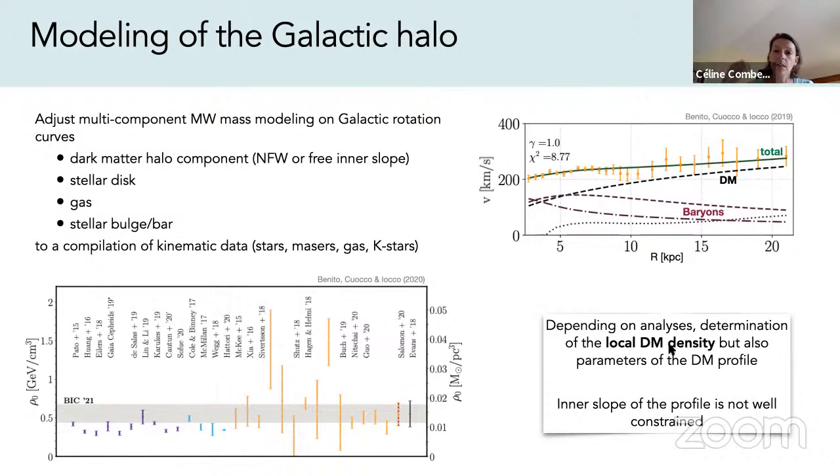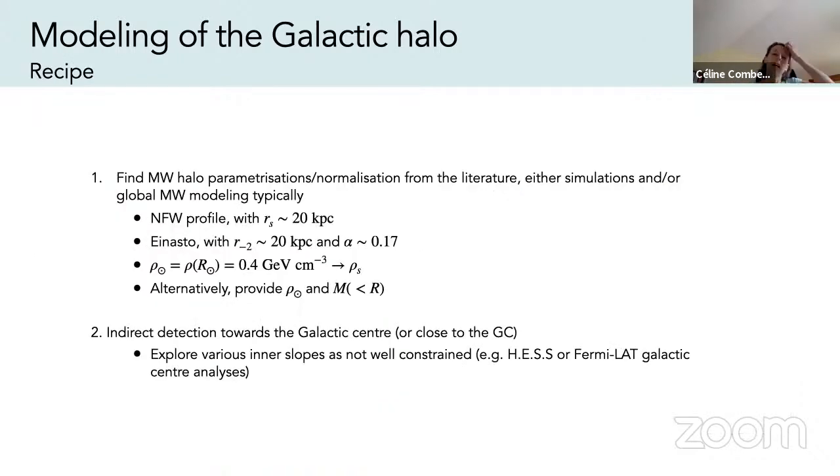So what's the density at the sun, basically. And sometimes they will also let the dark matter profile parameters be free and attempt to fit those. But in any case, the thing to remember is that the inner slope is never really well constrained. So for us, this is important. So what we do generally then is find some parameterization, a combination of what you find in the simulation or in the literature.